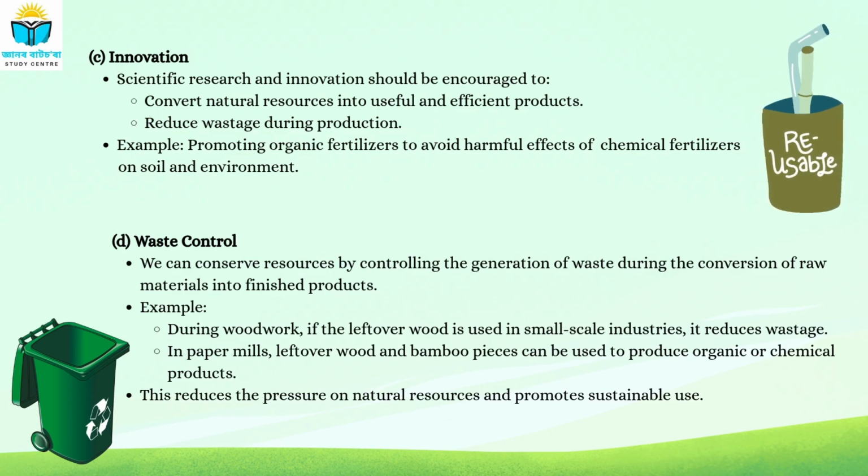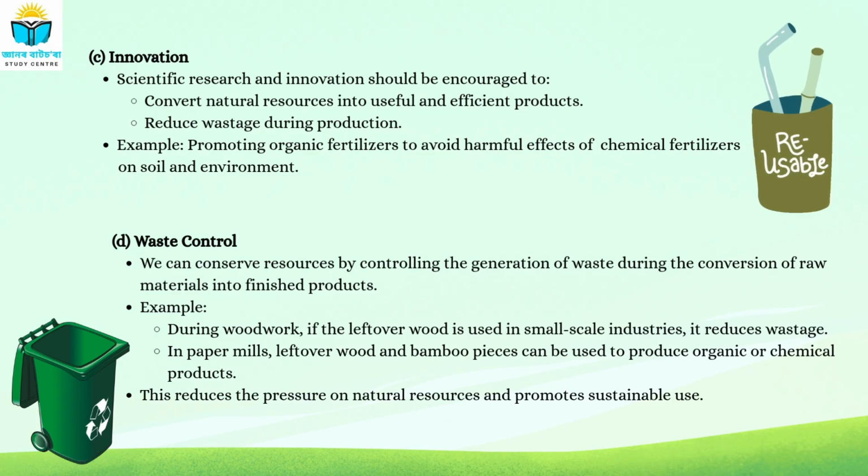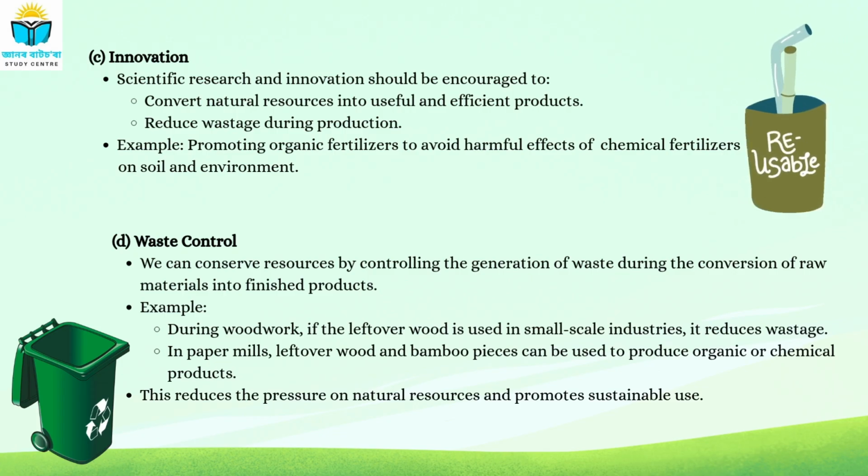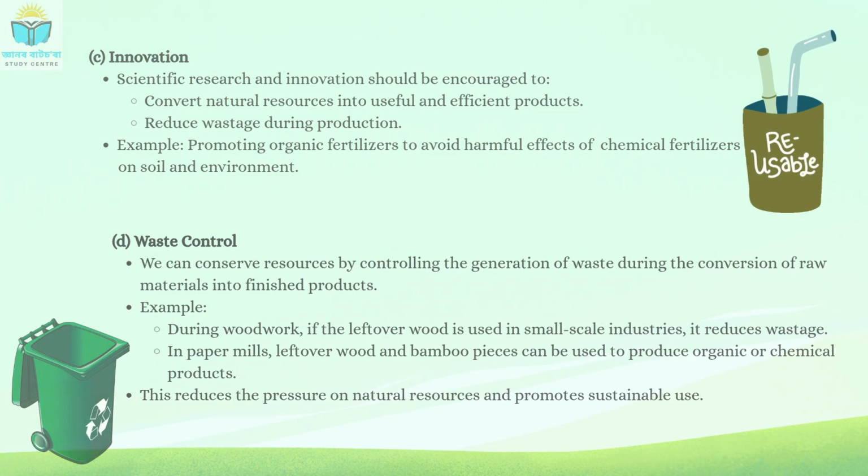Next is waste control. We can conserve resources by controlling the generation of waste during the transformation of raw materials into finished products. Example, in woodworking, leftover wood can be reused in small scale industries, which reduces waste. In paper mills, leftover wood and bamboo pieces are used to produce organic or chemical products. This practice lowers pressure on natural resources and promotes sustainable use. Together, innovation and waste control play a key role in protecting our planet and ensuring long-term benefits from our resources.